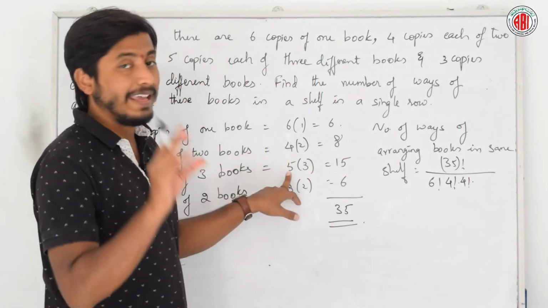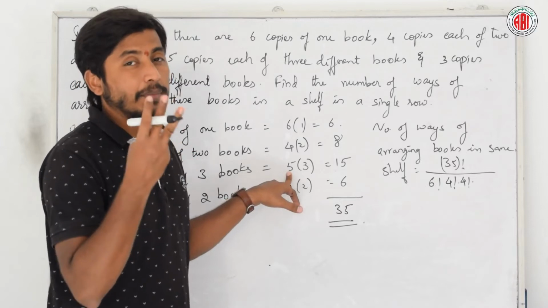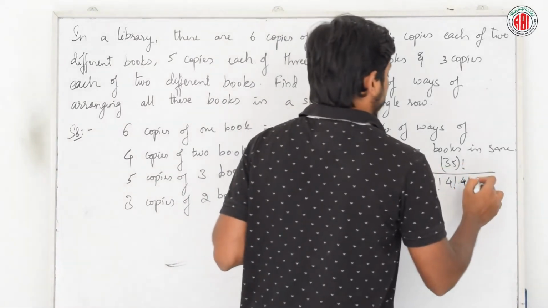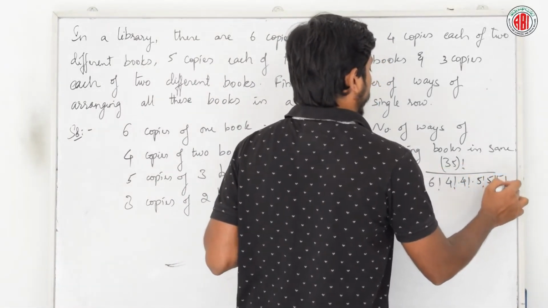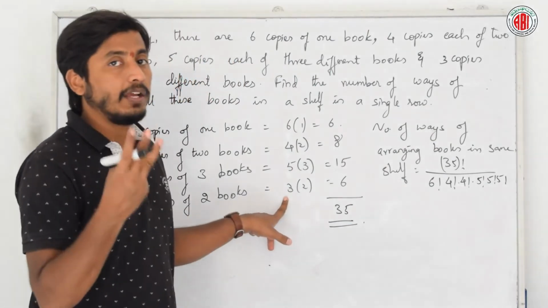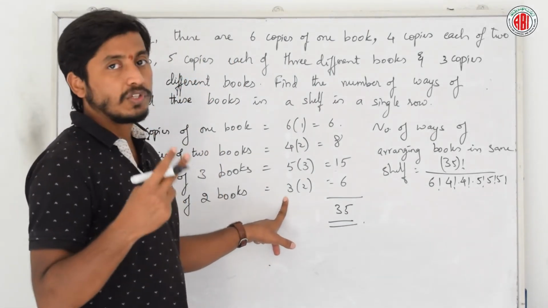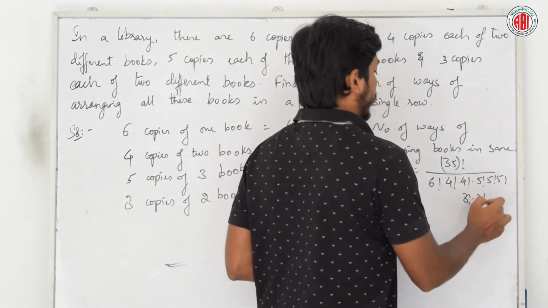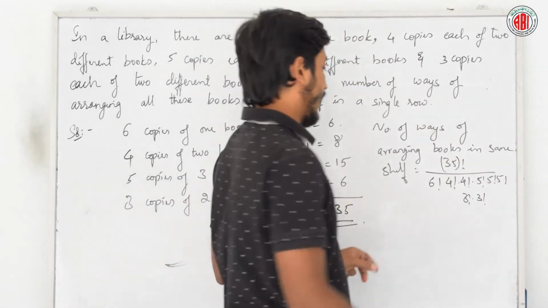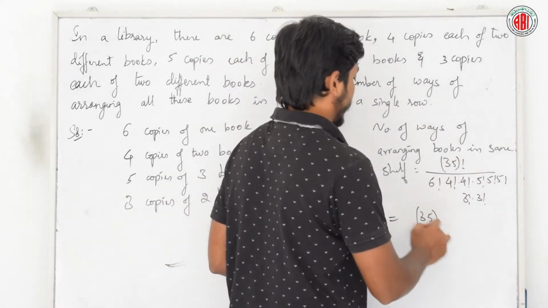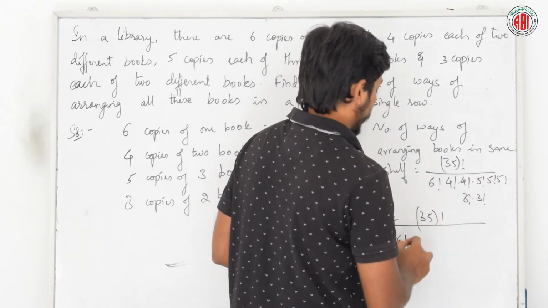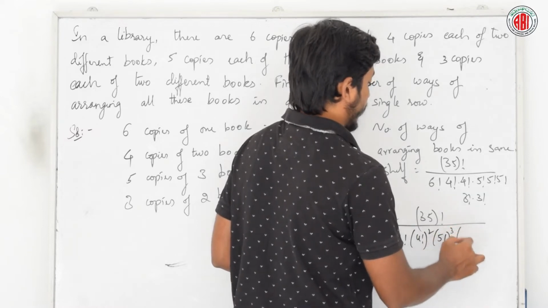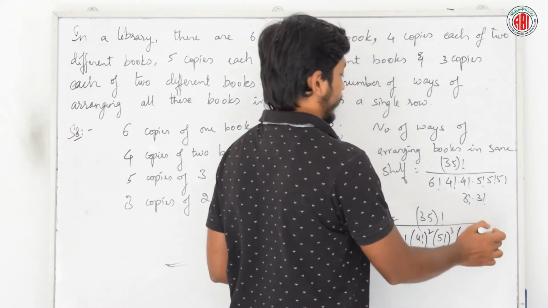Next, here 5 copies, 3 books. So obviously 5 factorial, 5 factorial, 5 factorial. Next, 3 copies, 2 books, so we write 3 factorial into 3 factorial. That's it. We can't simplify this. It is very difficult to simplify such things. So we will just write it as 6 factorial into 4 factorial whole square, 5 factorial whole cube, and 3 factorial whole square. That's it.